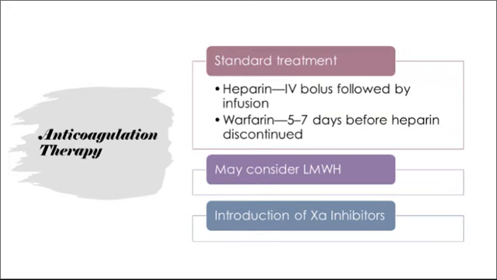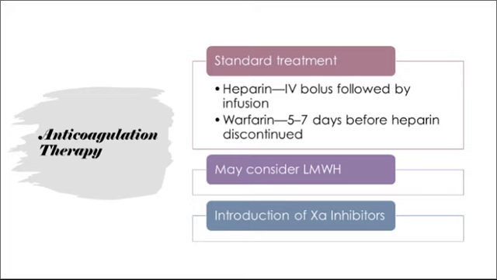So anticoagulation therapy, we've talked about heparin in the past. They'll give an IV bolus followed by an infusion, and they start them on heparin. It takes 5 to 7 days for your warfarin or Coumadin, for your INRs to be therapeutic so you can stop your heparin. I'm not sure I said that right.